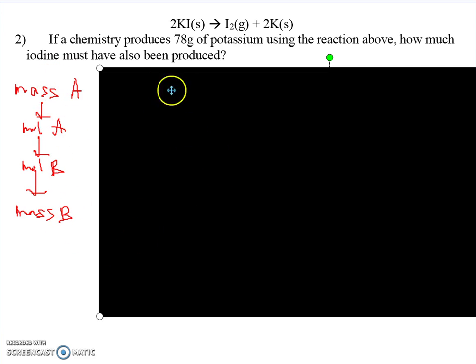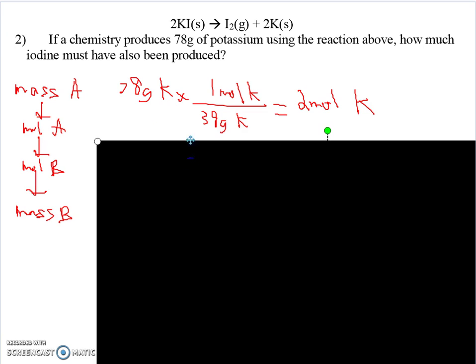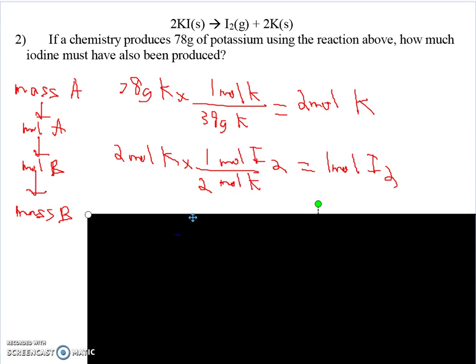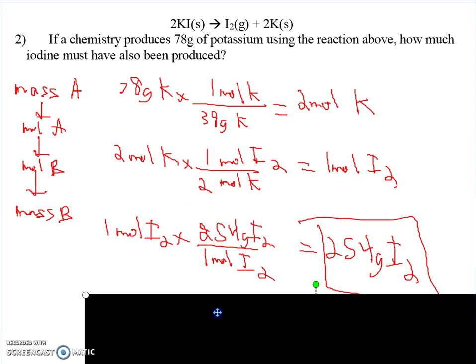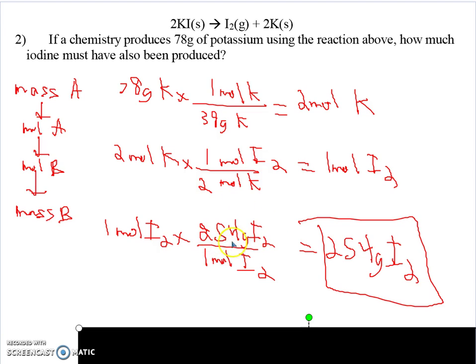This is a conversion you'll see a lot. So first thing we do is we calculate the moles of A. So we use the molar mass, divide by it. There we go. Then we go to mole B. We use the coefficients from the chemical equation. So 1 for I2, 2 for K. We put the K there to cancel, and then B is iodine, which is I2. So there you go. Gives us 1. And then to convert to mass B, we use the molar mass of iodine, which is 2 times the molar mass of I. And so there's our final mass.